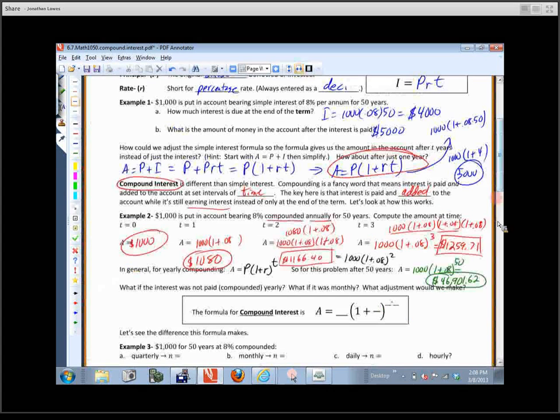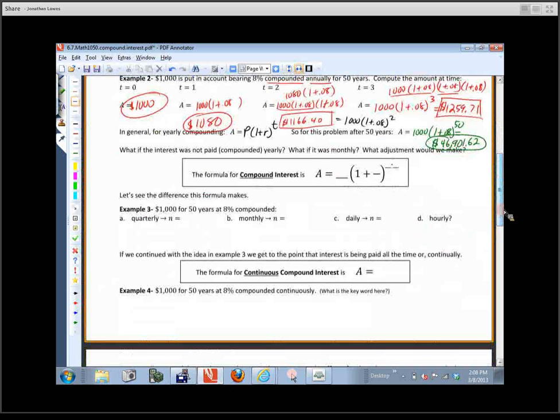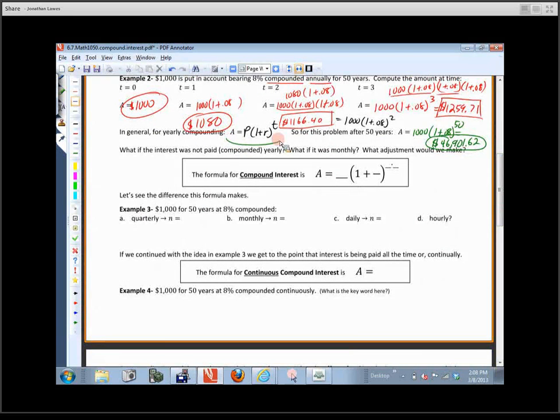Okay, now I want you to take a good look at this formula right here. This formula works if we're paid interest only once per year. If it's 8% a year and we're paid only once a year, you can put the 8% right there and the time there and the principal there, and that spits out the answer. But most accounts don't work that way. A mortgage, you pay interest every month. If you have a savings account, sometimes they pay monthly, sometimes they pay quarterly.